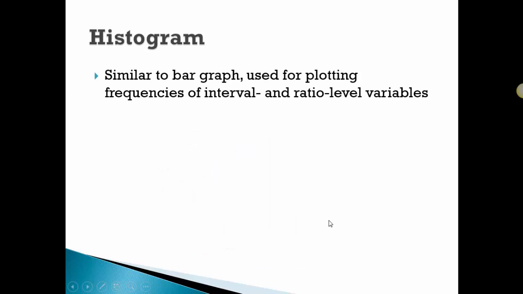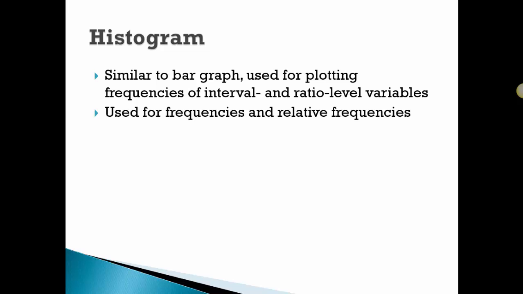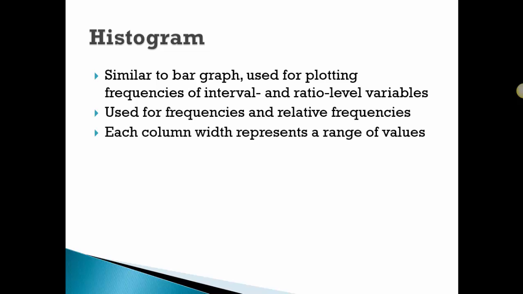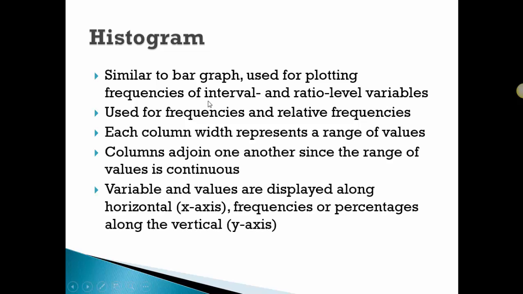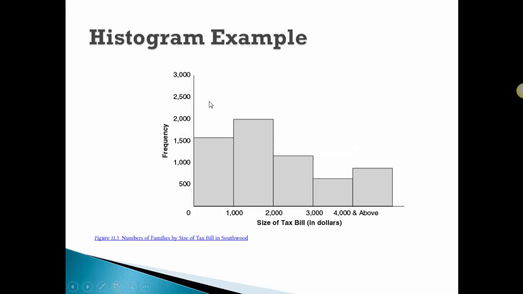A histogram is similar to a bar graph, but this is what we use for plotting interval or ratio level variables, in other words, quantitative variables. We can use frequencies or relative frequencies. The width represents a range of values. The columns adjoin one another since we have a continuous range of numbers. So here's an example of a histogram.